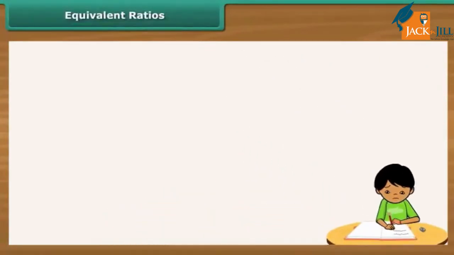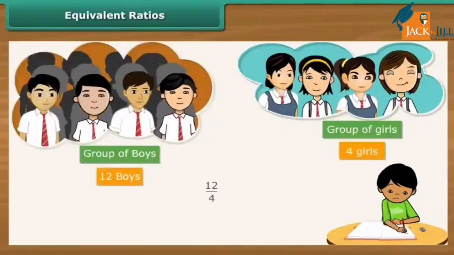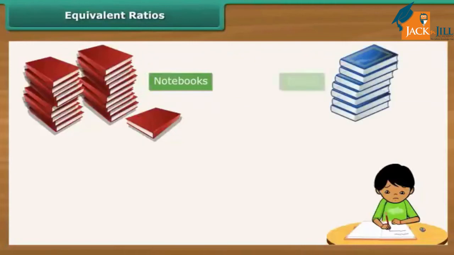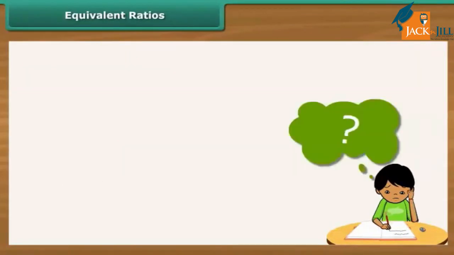Equivalent ratios. Ritesh is learning to calculate ratios and is enjoying it. But there is one thing that is confusing him. Let us see what it is. He first calculated the ratio of boys in his class to girls in his class as 3:1. He then calculated the ratio of notebooks to books in his bag. The ratio works out to be 3:1. Ritesh wonders, can two ratios be the same?